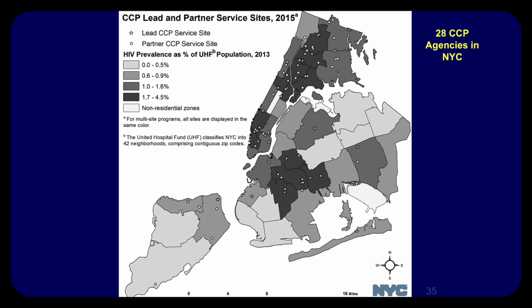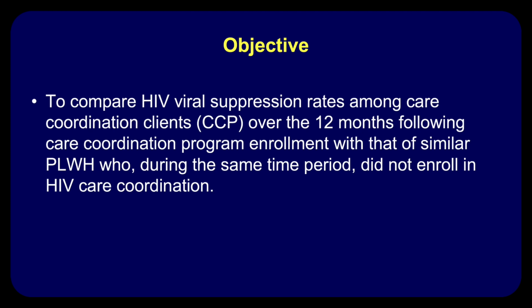And so that's the background, and this is a map showing the geographic locations of the different care coordination program sites around the city, with the stars indicating the program locations and the background shading on the map showing the HIV prevalence rates in the New York City population. So the objective here is to compare HIV viral suppression rates among care coordination clients over the 12 months following their program enrollment with that of a similar group of people living with HIV who, during the same time period, did not enroll in HIV care coordination.